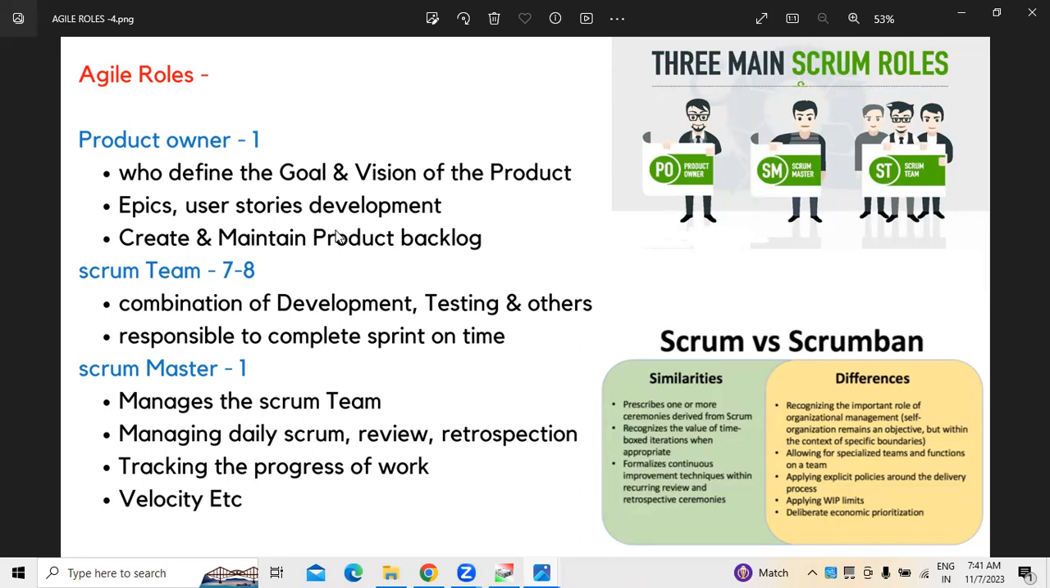Next, we need to maintain the product backlog, because the product backlog is a repository.